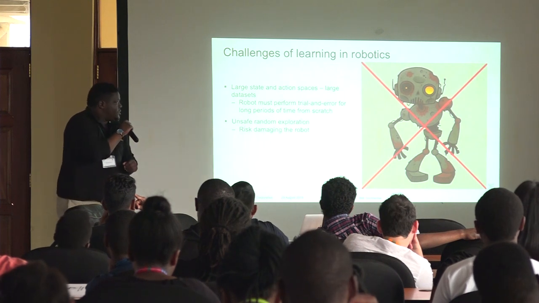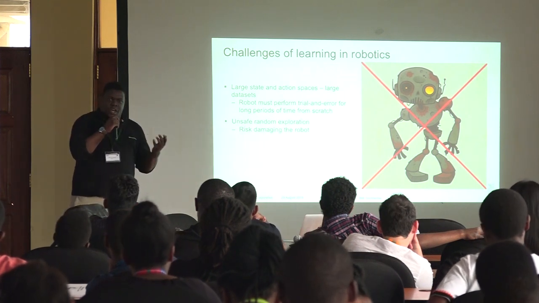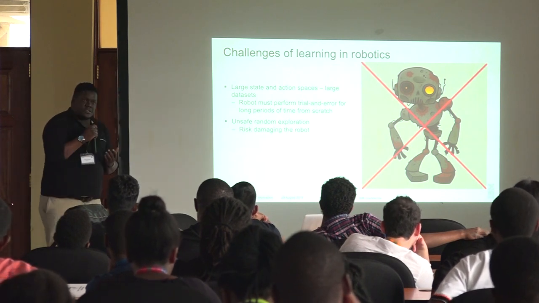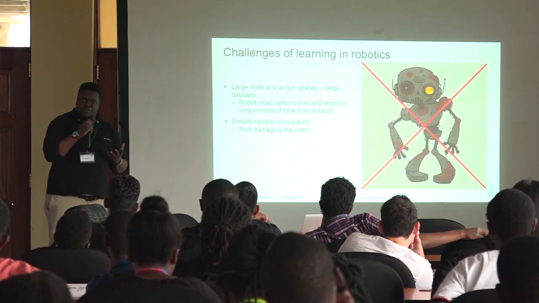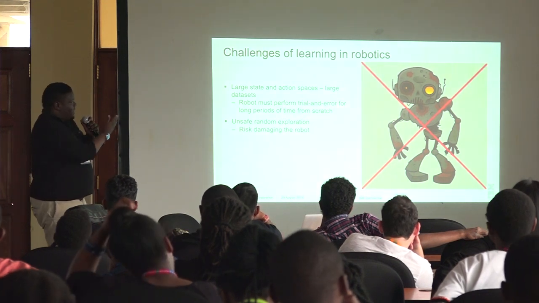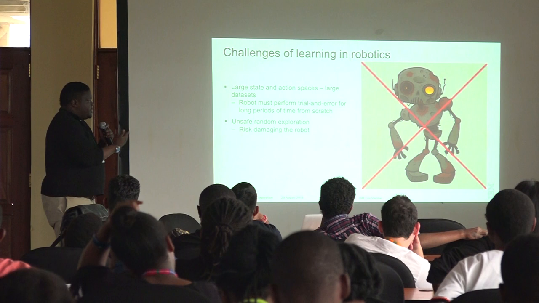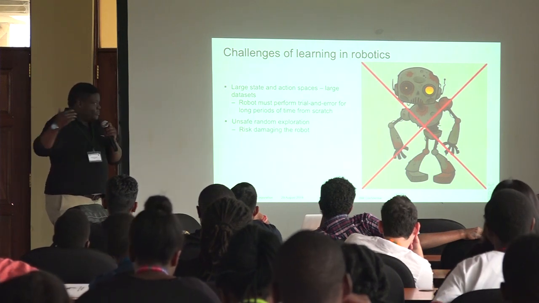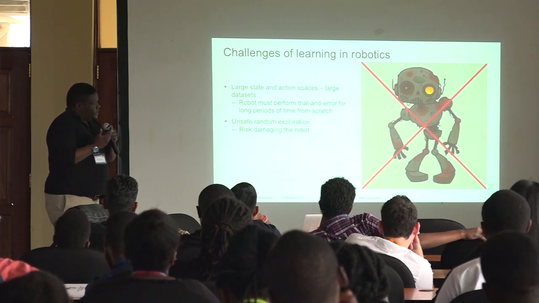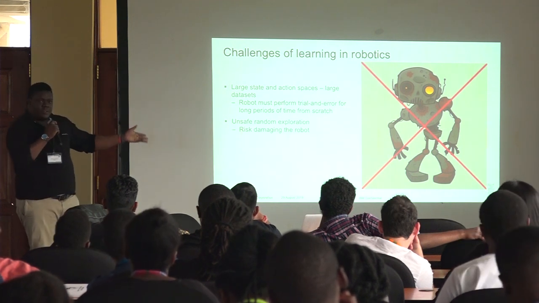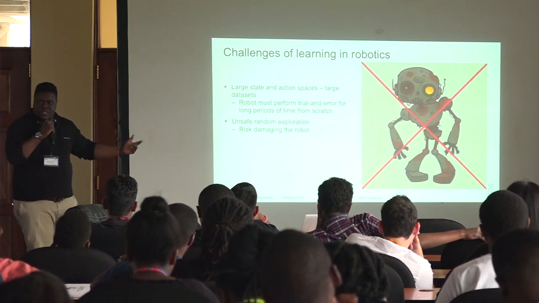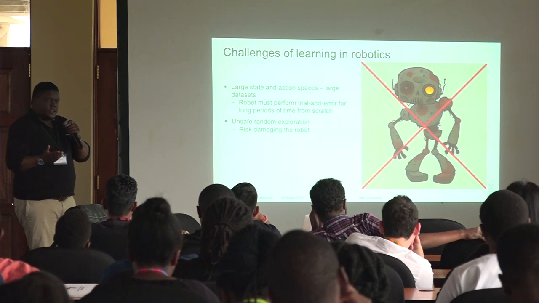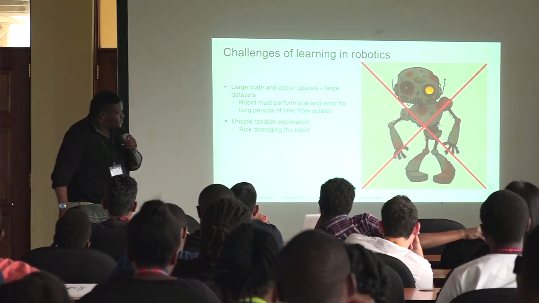So far, we've assumed that you have data collected from the robot. But in practice, it's very difficult to get data from the robot. It's mainly because of the large state and action spaces. This means that you need to perform trial and error for long periods of time in order to collect training data. And this is unsafe for a robot, so you can actually damage your robot from this. So next I'll talk about some of the work being done in trying to address these issues.